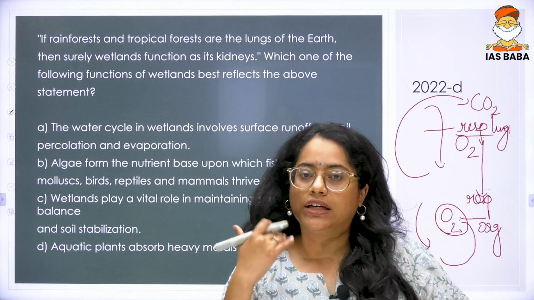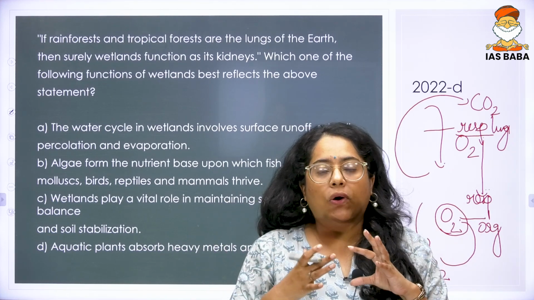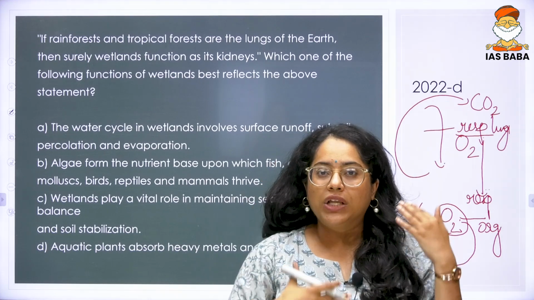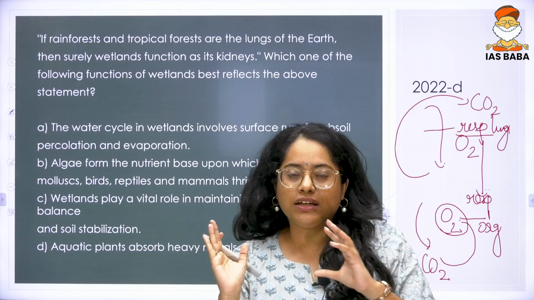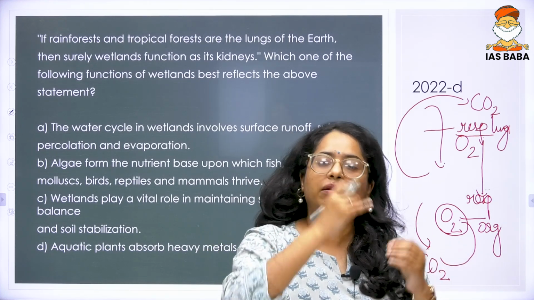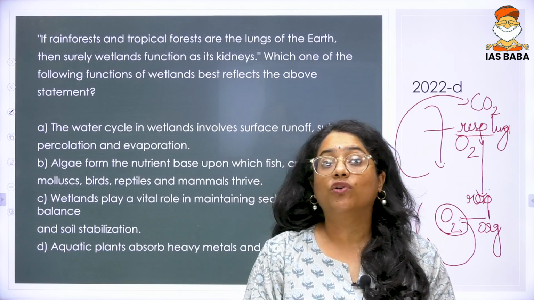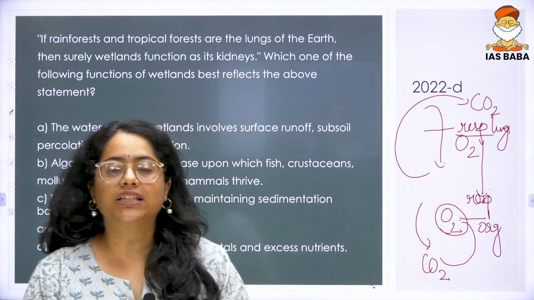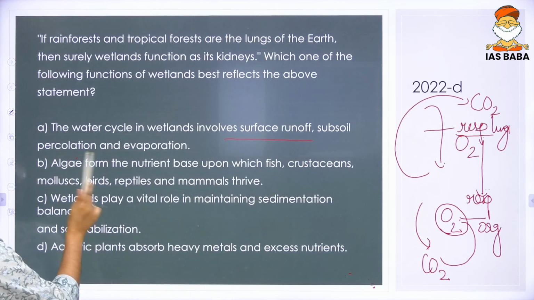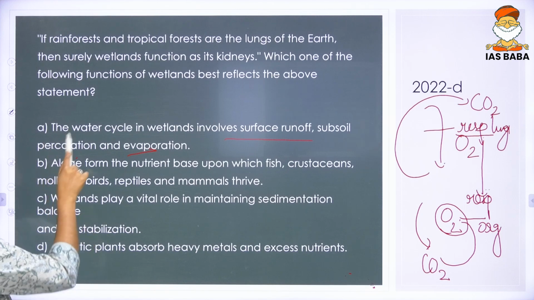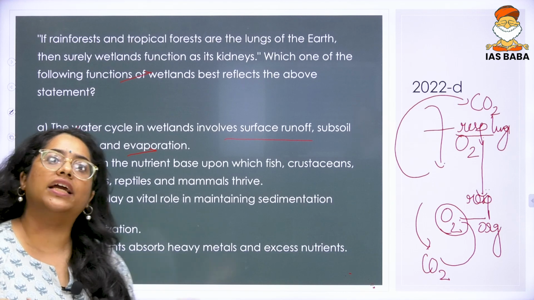In your body throughout the day, lots of different kinds of waste get produced. They get mixed with water. The water passes through the nephrons of the kidney. There the water gets separated, the impurities get separated, and the impurities are then kicked out of your body. Out of the 4 options, let's read the options. The first one says the water cycle in wetlands involves surface runoff, subsoil percolation and evaporation. Yes, this is a correct statement, but is this the answer? They are asking why it is called the kidneys.